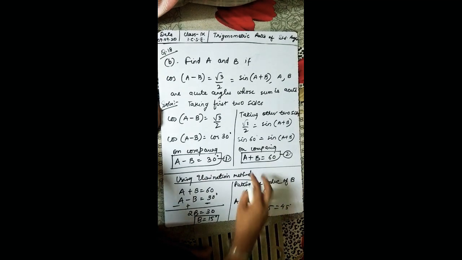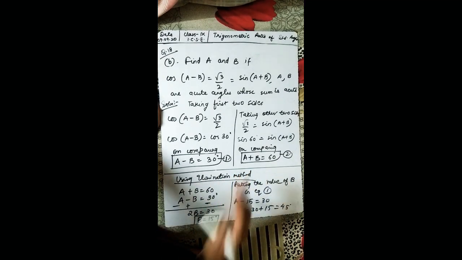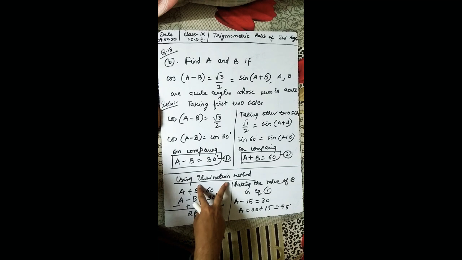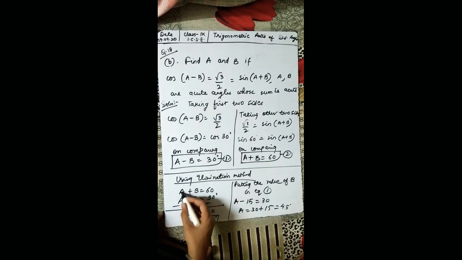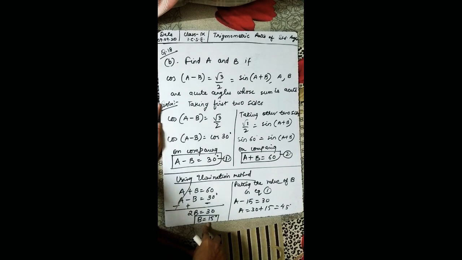This is second equation. Using the elimination method, which we have already studied in the linear equation. This is a method of solving the linear equation, and I'm taking elimination method into the consideration. So A plus B equal to 60 degree and this A minus B equal to 30 degree. We just reverse the sign, that is plus minus minus plus and plus of minus. So A minus A cancelled, plus of B plus of B plus of 2B, and 60 minus 30 is 30. Take 2 in the denominator, 30 upon 2 is 15 degree.